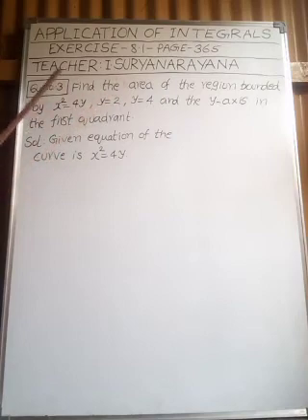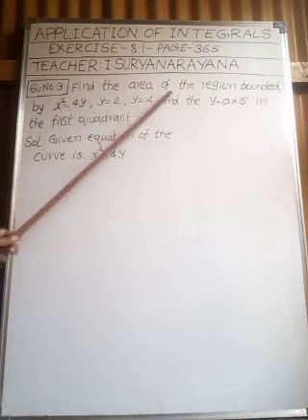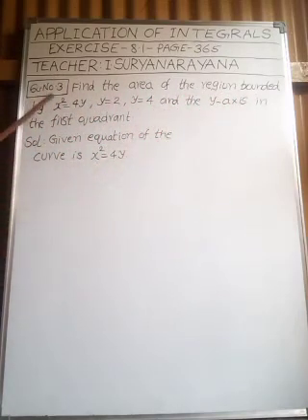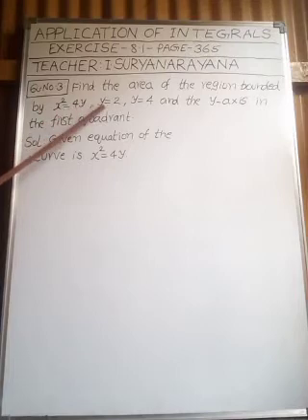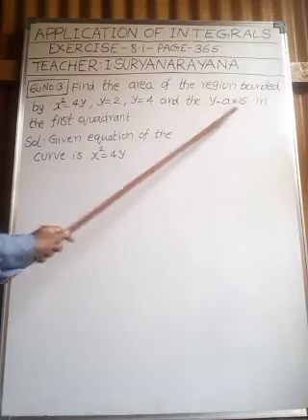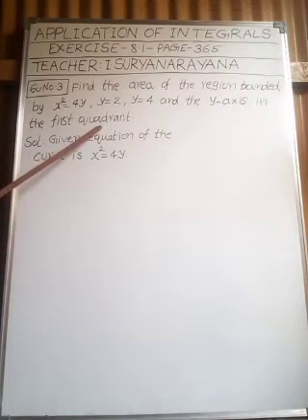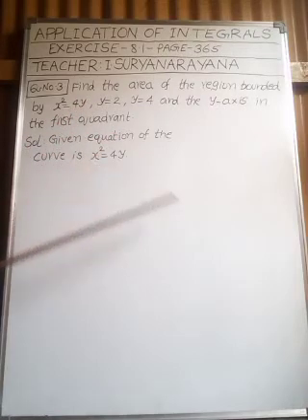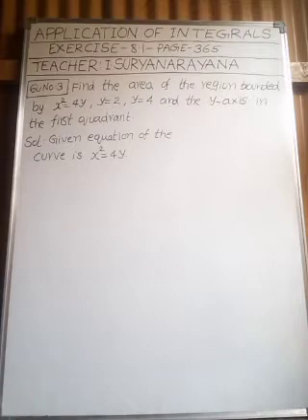Come to question number 3. Find the area of the region bounded by x square is equal to 4y, y is equal to 2, y is equal to 4 and the y-axis in the first quadrant. Understood this point, my dear children? Now, what is the given curve? x square is equal to 4y. Previously, I told you, you should have an idea about the graphs of the given equations.